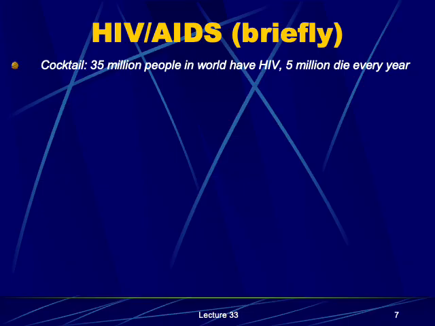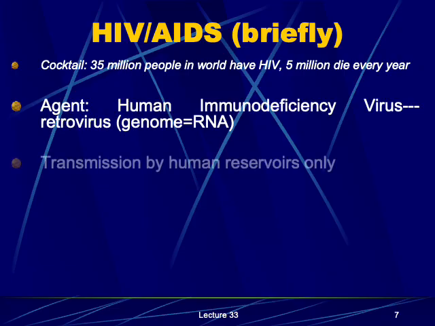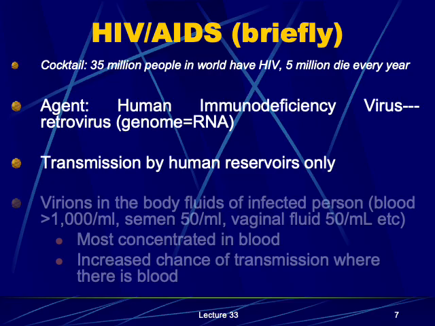35 million people have HIV, and about 5 million die every year. Okay, very serious. The agent is human immunodeficiency virus, HIV, that's what it stands for. It is a retrovirus, so think of an RNA genome that's going to be used to make DNA. It's transmitted by human reservoirs only. You can't get it from chimps and monkeys or something else you might read on the internet.